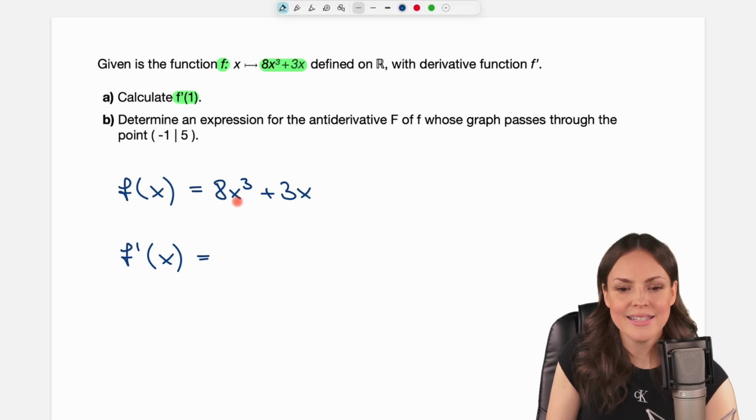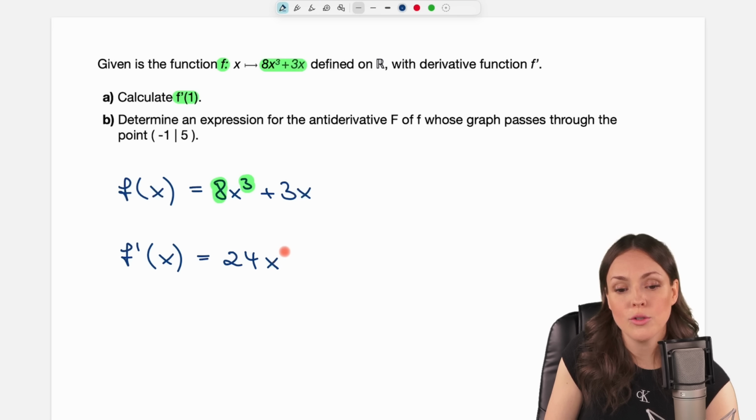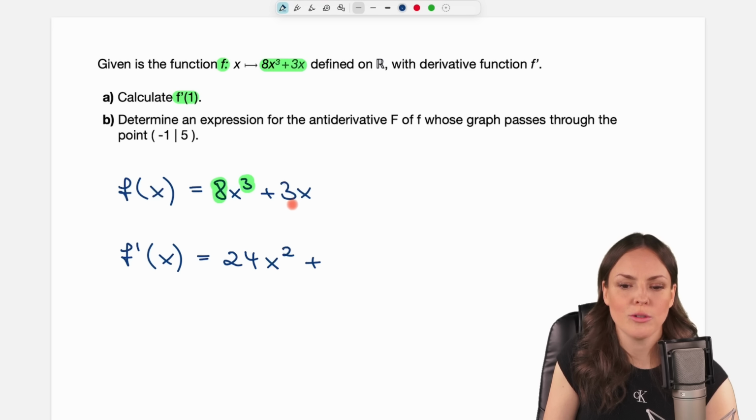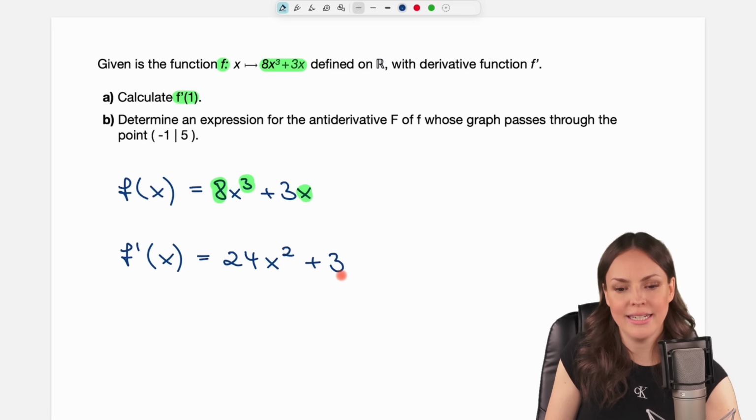The rule is that we start here, we take the exponent and multiply it by this number here. So 3 times 8 equals 24, and then you decrease your exponent by 1. So instead of x to the power of 3, we only have x to the power of 2. Then we have our plus, and here this is a special case because here's only x, so x to the power of 1. Then the rule is that the x will vanish and only the 3 is left here.